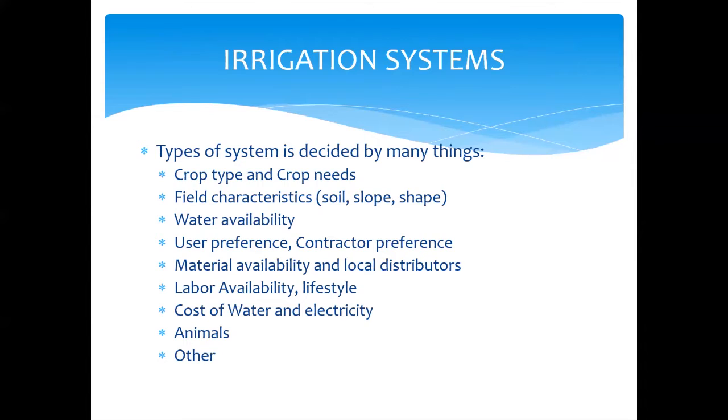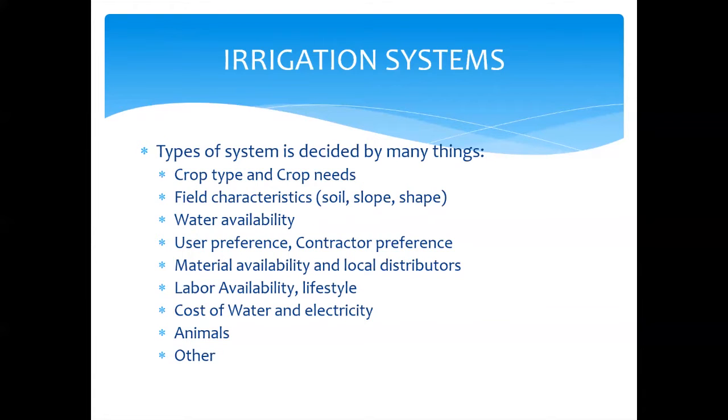Water availability: do you have water on demand, or is it only on rotation? Do you get a big slug of water, or do you have access to a little bit of water over a long period of time? What's your experience and user preference? If you grew up on a farm that had hand lines, you're probably going to want to continue using hand lines. That's how it is. Contractor preference: what does the contractor have available in the area for materials, whether local distributors or the type of system you want?